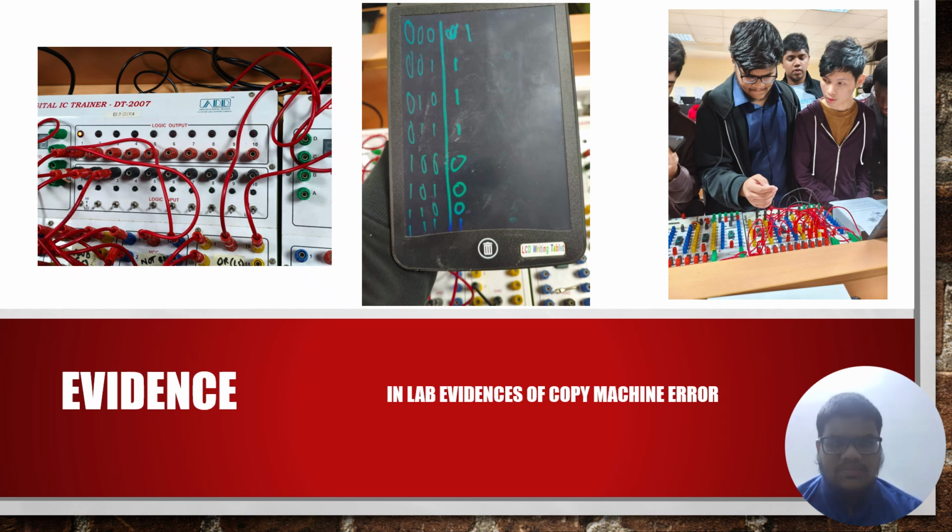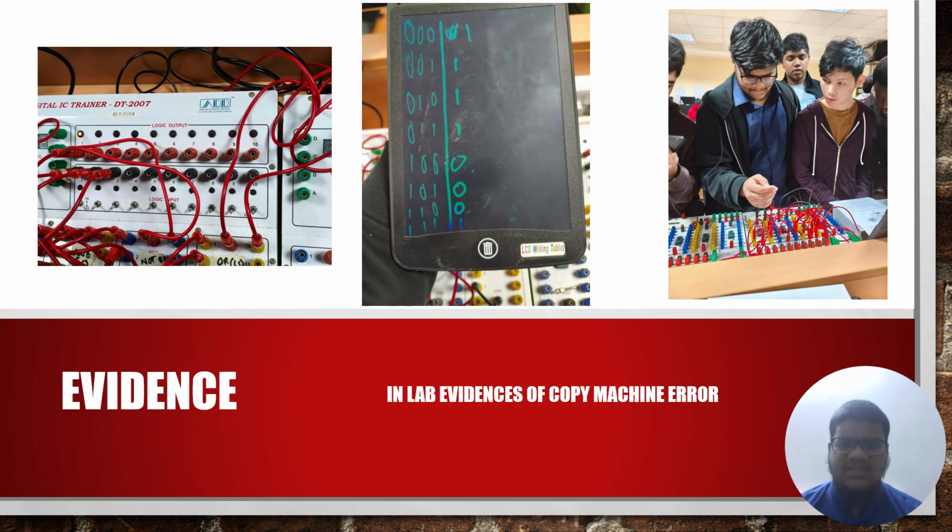These are the evidences I took in the lab for the copy machine error. The left picture shows a breadboard with wiring and a signal of 100. The middle one shows the truth table, which is a 3-bit truth table with all the results. The last one shows me trying to understand this breadboard.